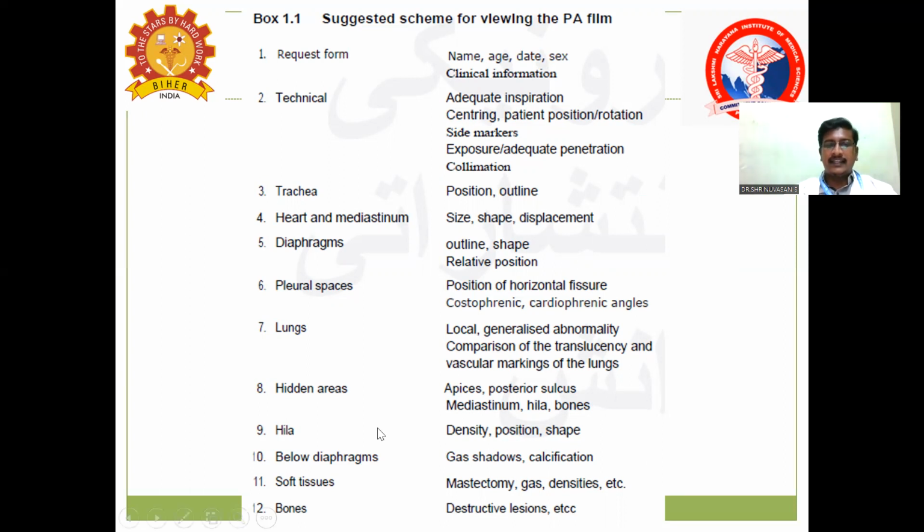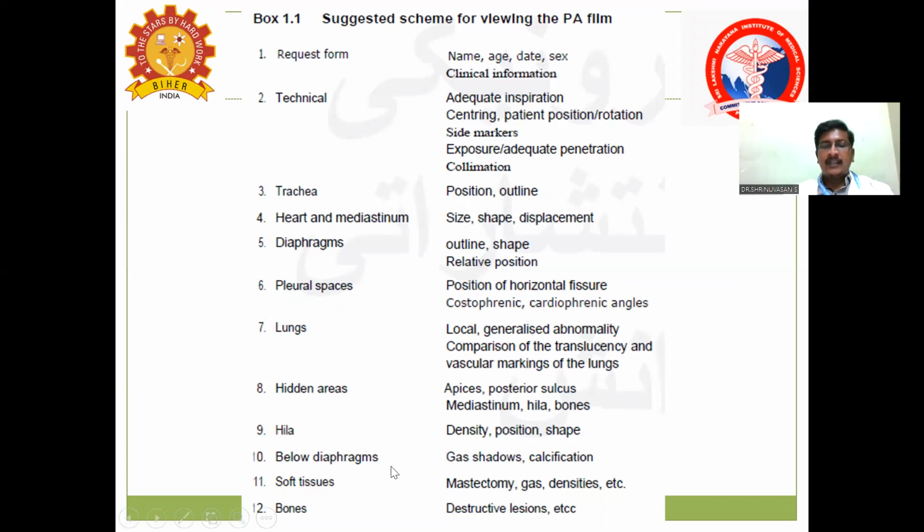Look for the hidden areas. Always find out the hidden areas, the areas we easily miss. So check the hidden areas, check the apices, check the mediastinum and retromediastinal area. Look at the hila and any retrohilar abnormalities. Check all the bones. Sometimes you miss bony pathology in the hidden areas.